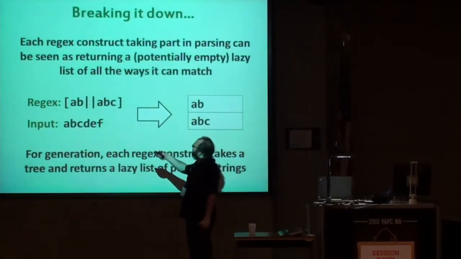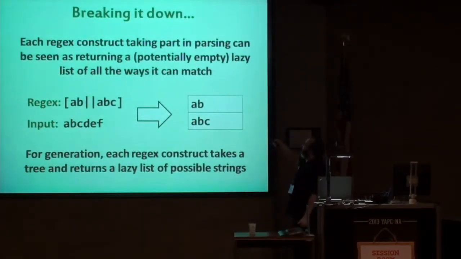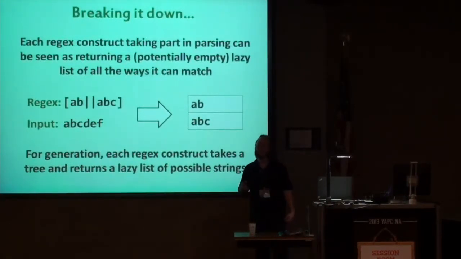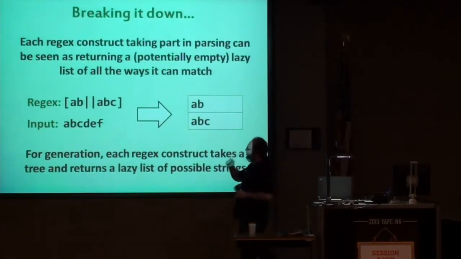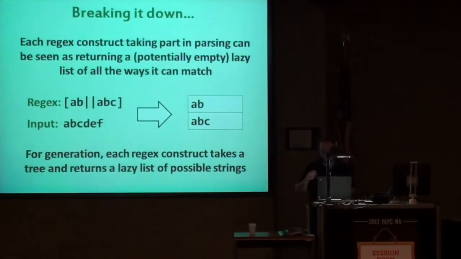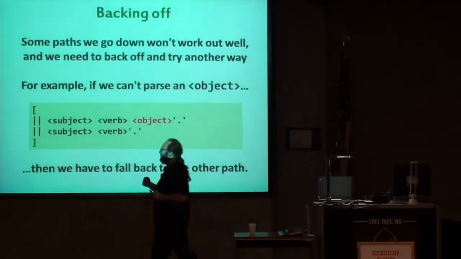So for example, if I have AB, sequential or, ABC, and I feed it the string ABCDEF, it can either match in the way AB or ABC. It would prefer this one, but it can do this one if it has to. So essentially, every construct in my regex can be viewed as producing a lazy list of ways that it can match. So in generation, we'll have to worry about that. We'll have to sort of flip that around. But there's another thing we're going to have to worry about, which is backing off.